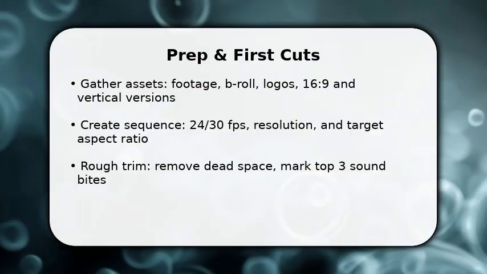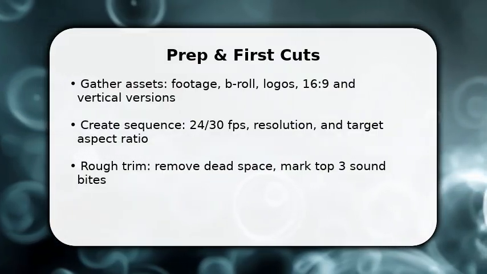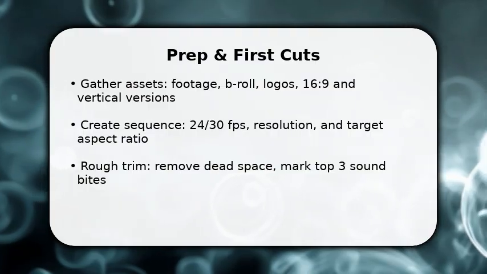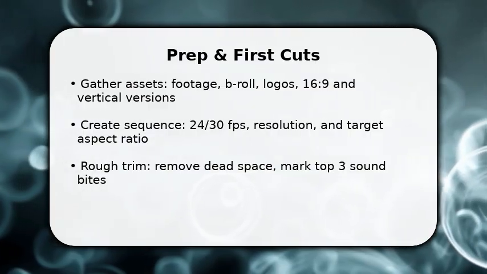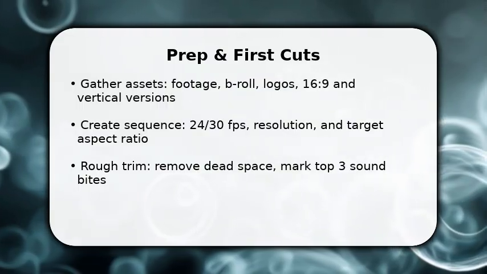You start by loading your best footage and organizing it into meaningful bins so you can move fast. Once clips are in, create a project sequence matching your delivery specs, 24 or 30 FPS, and the final aspect ratio. Then do a rough trim.